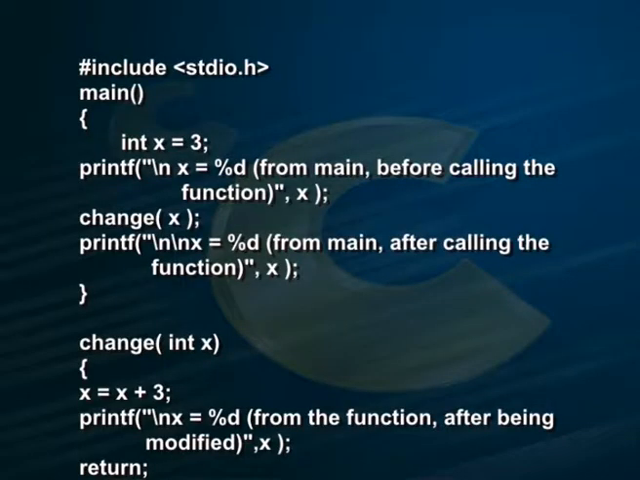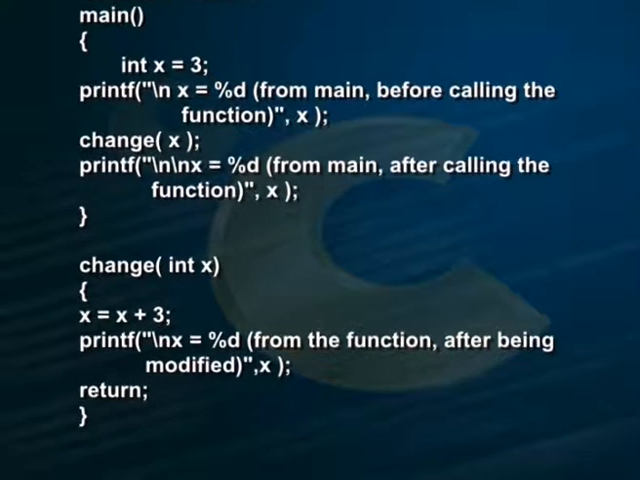Within this program, within main, we declare a variable x equal to 3 and print x from main before calling the function, and we call the function change x, then again print the variable x from main after calling the function. In function change, we declare an argument int x, then change the value of x: x is equal to x plus 3, then print the value of x from the function after being modified, then return.